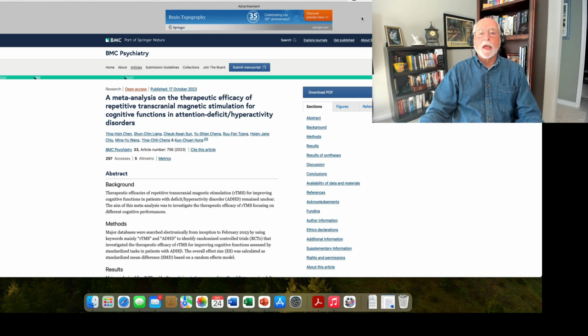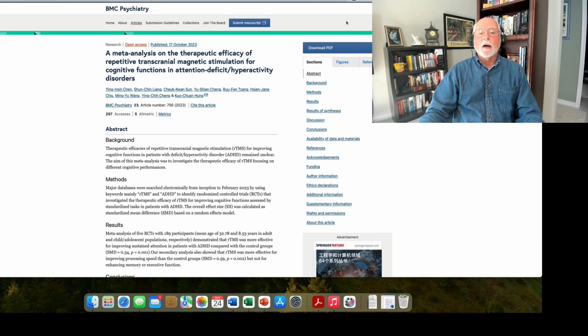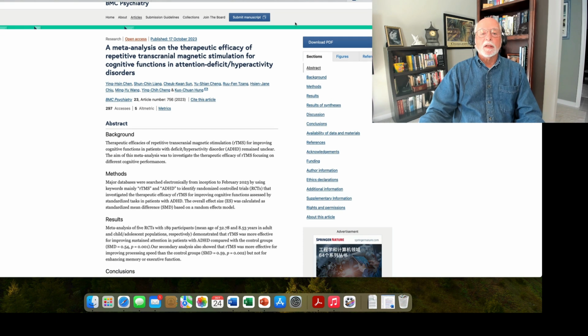Lastly, we're going to have a look at another meta-analysis. Surprise, surprise. Russ likes these kinds of papers because they give us more robust findings than an individual paper might give us. This one, interestingly, is on the role of repetitive transcranial magnetic stimulation.